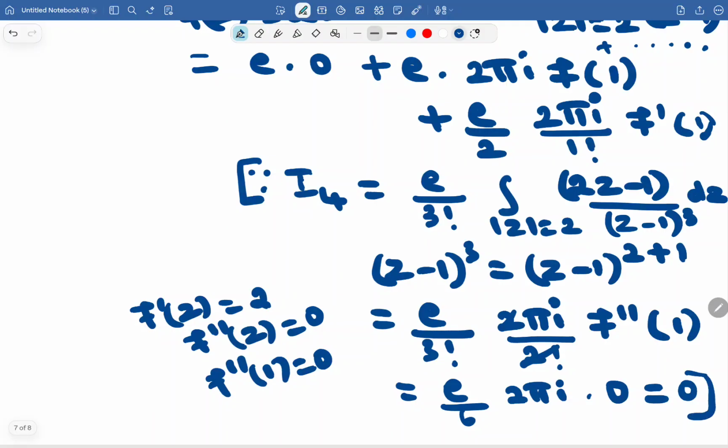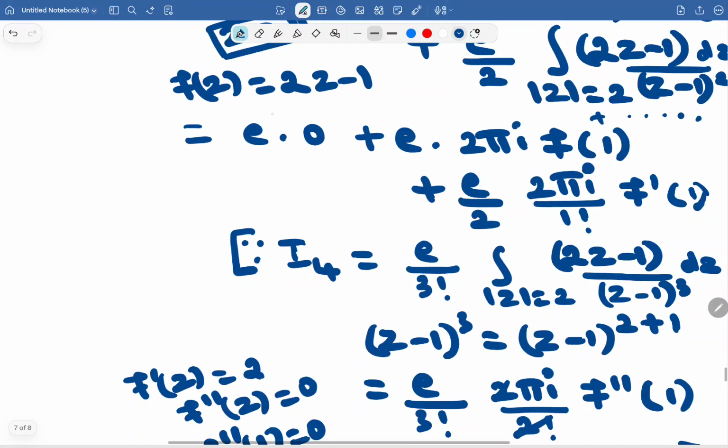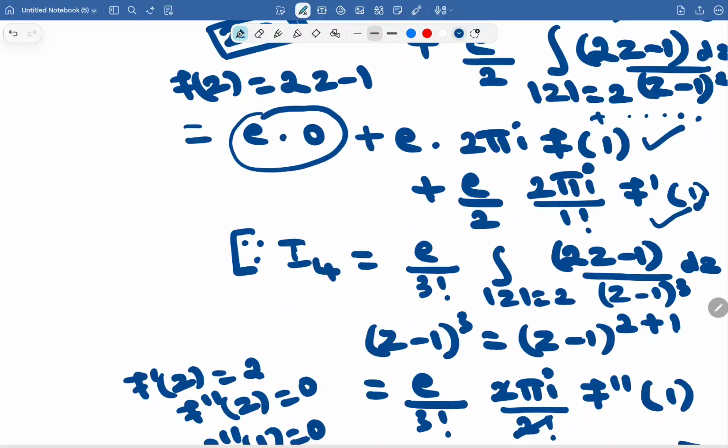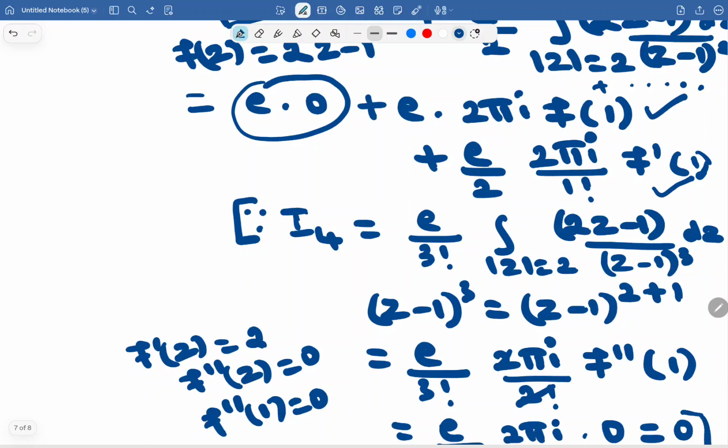Here, for this problem, the first part is 0. I am getting an answer for the second part and for the third part. The remaining parts I4, I5, I6 will become 0 because only up to f dash of z are we getting an answer. For the remaining derivatives we are getting 0.